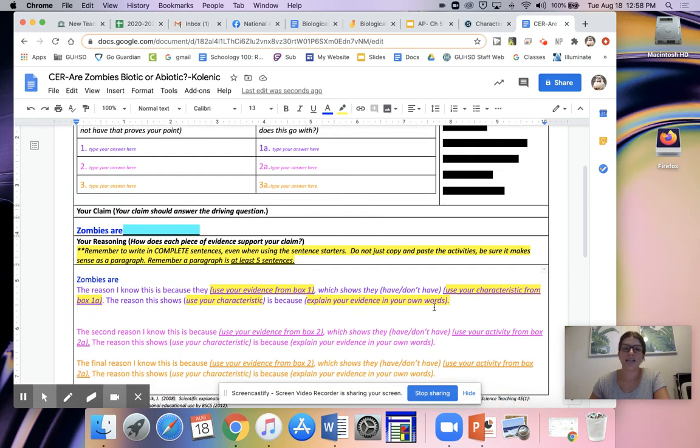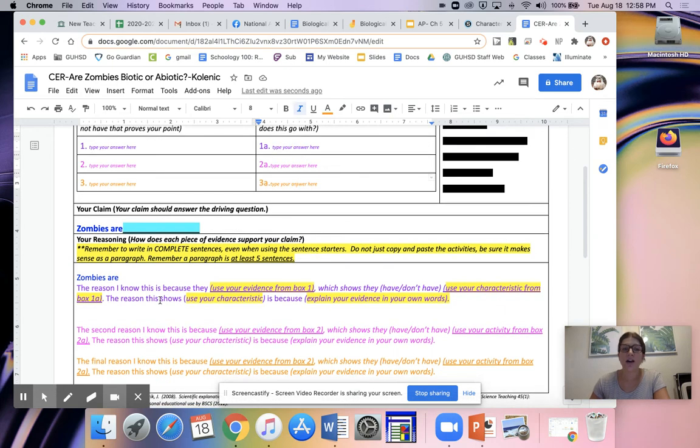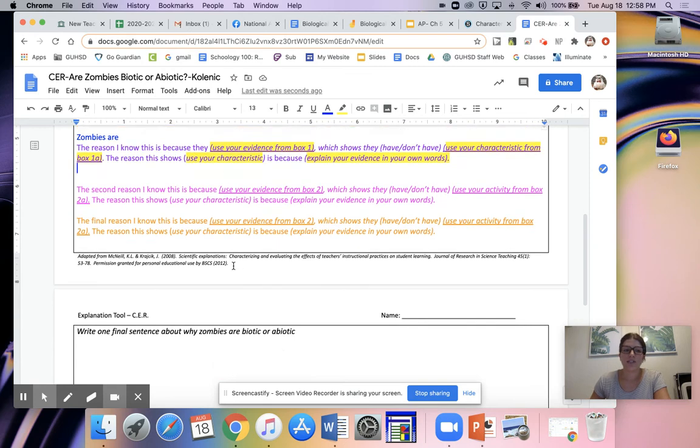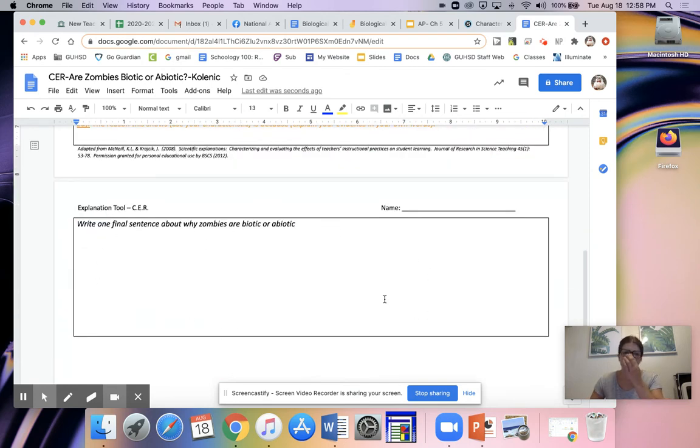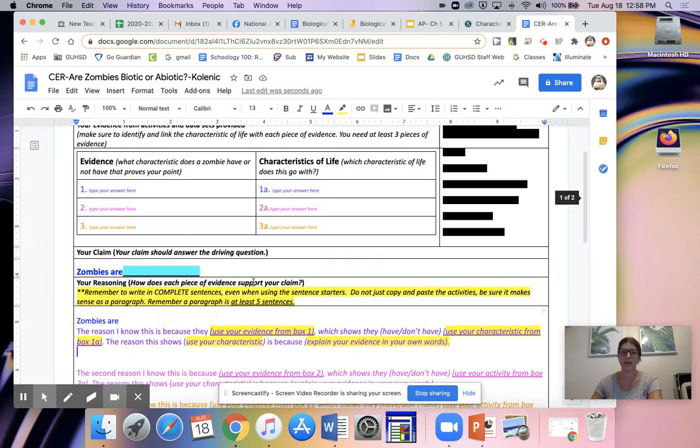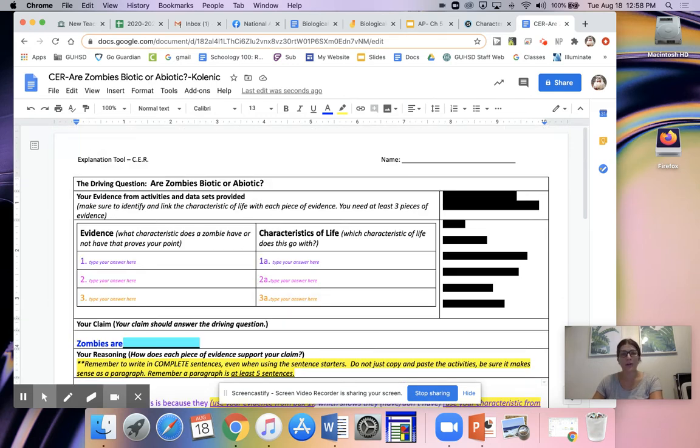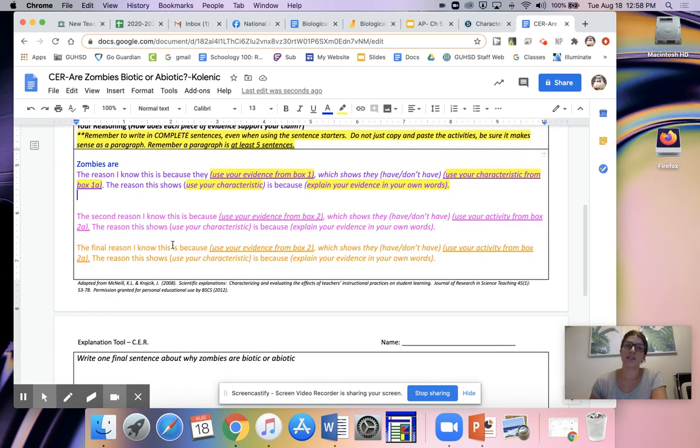So again, these highlighted sections you're going to be filling in with what you've already typed in these areas. It's color coded. So the purple section goes with the purple section here. The pink section goes with the pink. Orange goes with the orange. So once you get all of these filled in, this is where you're going to write a final sentence, putting it all together. So, why are zombies biotic or abiotic? Again, it depends on what you decide. There's no right or wrong answer. Again, zombies are not real. But based off of what we know with our characteristics of life, I want you to be answering that question for me.